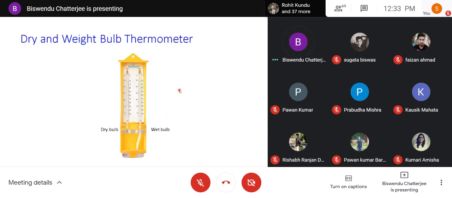This is a dry and wet bulb thermometer. See the thermometer very carefully. Two similar thermometers are there. One is kept in air and another one, see here, a water channel is there. In the bottom there is a water tank. So the bulb of the thermometer, or the mercury part, is always in wet condition.